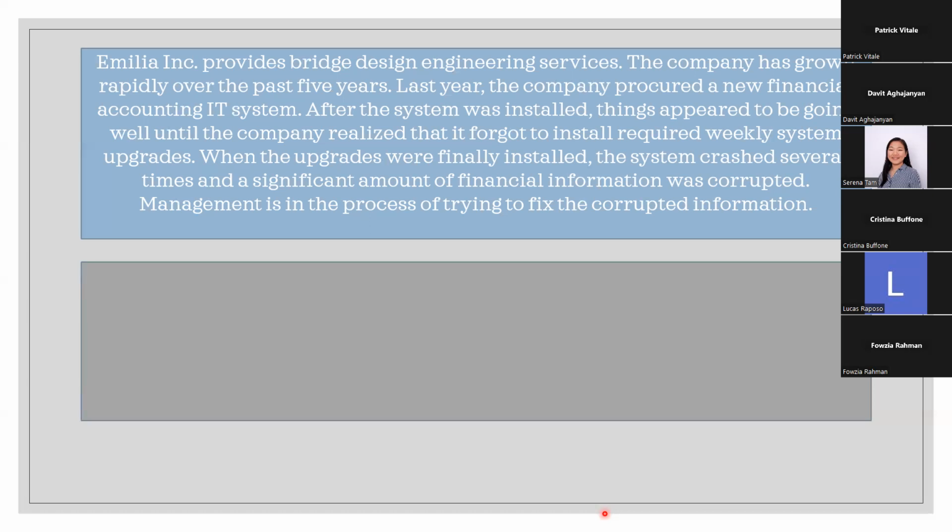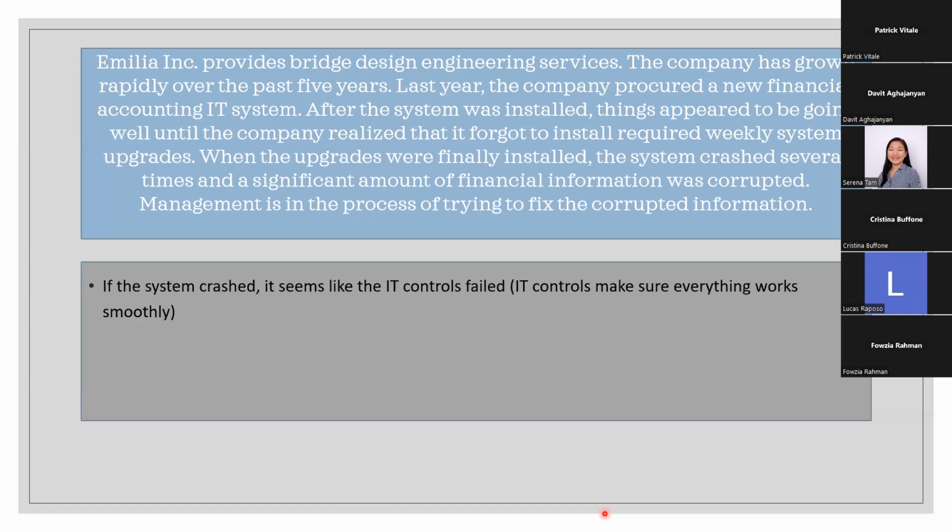Management is in the process of trying to fix the corrupted information. So what are we going to be doing here? Kind of straightforward. Yeah, so zero now, thank you, substantive. If we look at the test of controls, not even designed effectively, not even operating effectively. Why would I test the controls? I'm just going substantive in this audit, sadly.